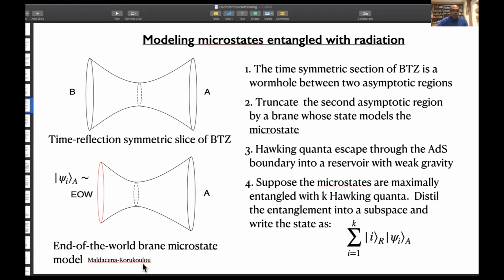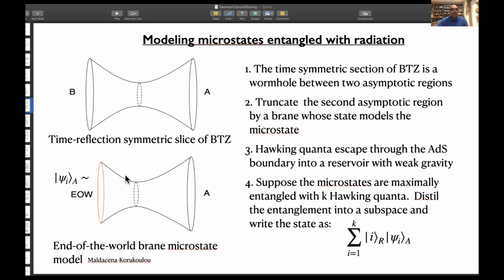So we're going to use a trick that may be from various people, but we learned it from, oh, there's a typo here. This should be Kourkoulou, from Maldacena and Kourkoulou, and some papers by the Stanford group. And the trick is as follows. We take the region behind the BTZ horizon, so this horizon over here, and we truncate it by placing some end of the world brane there.